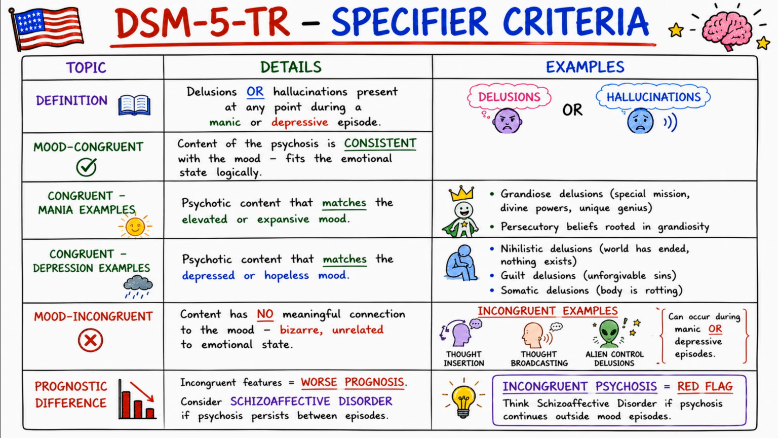Now imagine you're manic, and you're describing in detail how the government is inserting thoughts into your head. Or you're depressed and you believe that aliens are controlling your movements. The content has nothing to do with your mood state. That's mood incongruent. And that's the clinically significant flag. Mood incongruent features are associated with worse outcomes and should always prompt you to think carefully about the diagnosis. If psychotic symptoms persist between mood episodes, not just during them, schizoaffective disorder moves up the differential. Both DSM and ICD use the congruent-incongruent framework, so this distinction is examinable in both systems.